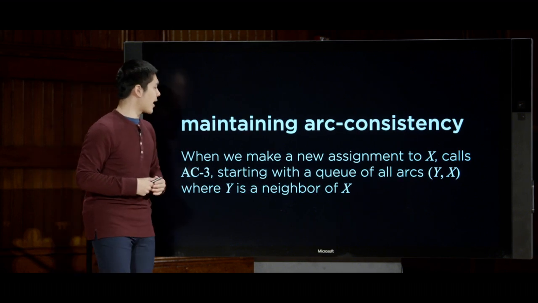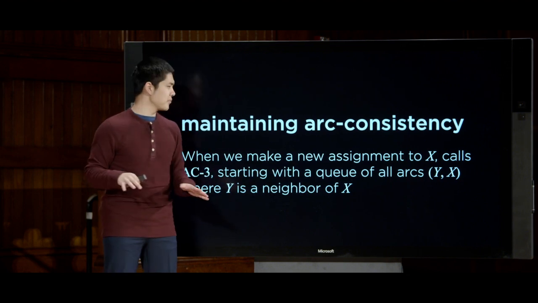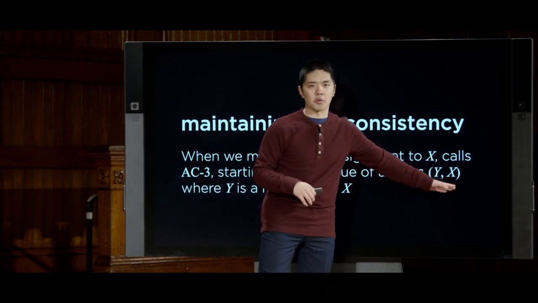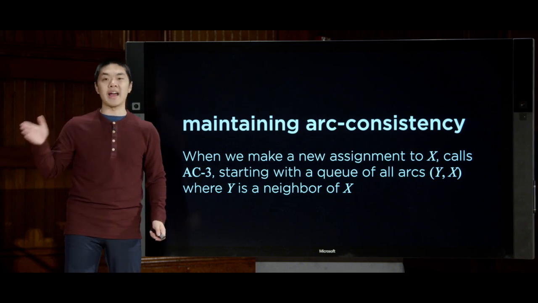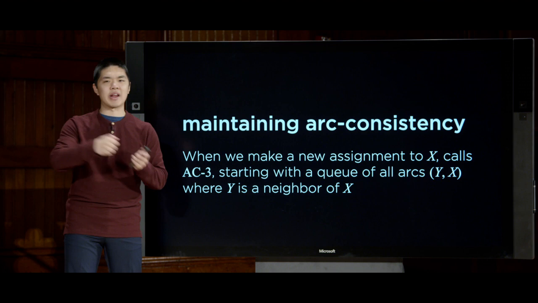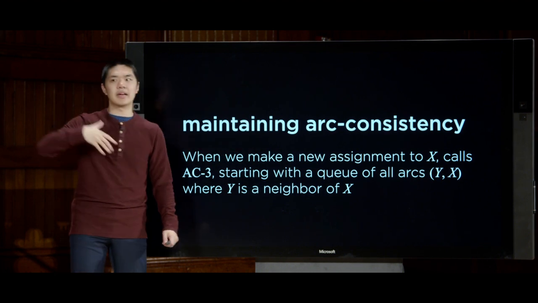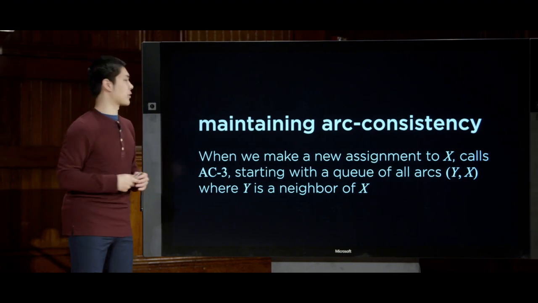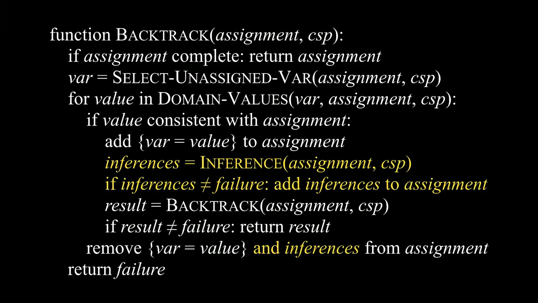And we go ahead and call that, starting it with a queue, not of all of the arcs, which we did originally, but just of all of the arcs that we want to make arc consistent with x, this thing that we have just made an assignment to. So all arcs y, x, where y is a neighbor of x, something that shares a constraint with x, for example. And by maintaining arc consistency in the backtracking search process, we can ultimately make our search process a little bit more efficient. And so this is the revised version of this backtrack function.